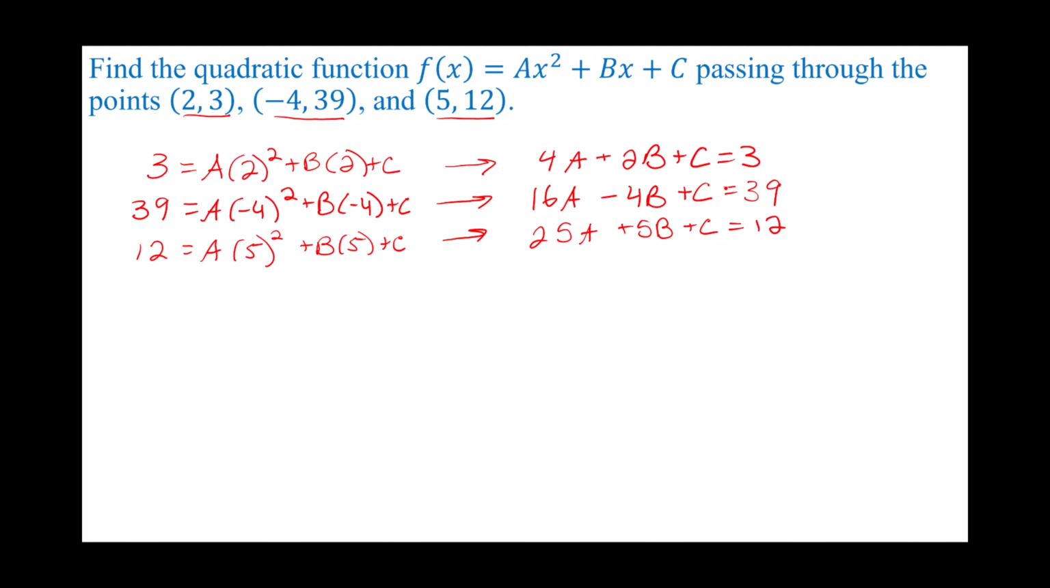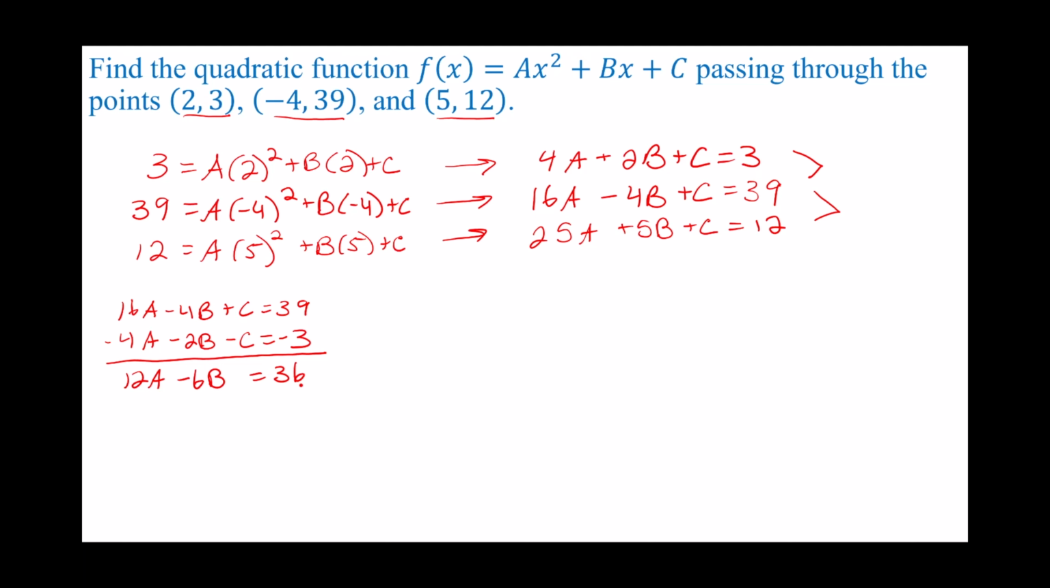Now I have 3 equations, 3 unknowns. I need to solve for a, b, and c. I'm going to eliminate c. So I'm going to pair the first 2 equations and then the second 2 and eliminate the c. So in the first 2 equations, I'll keep that second equation like it is and multiply that first equation by negative 1. So I have negative 4a minus 2b minus c equals negative 3. And then when I add, 16 plus negative 4a is 12a minus 6b, 0c, and then equals 36. So there's one equation.